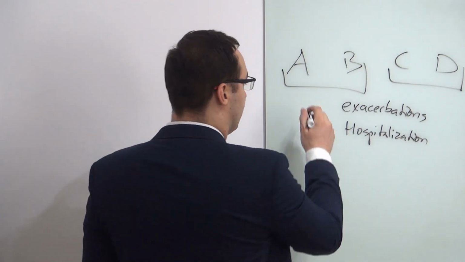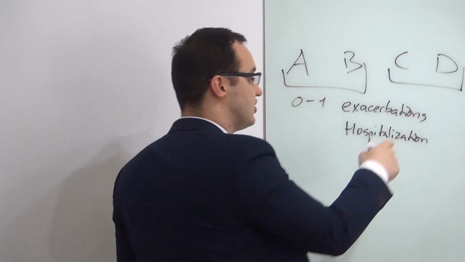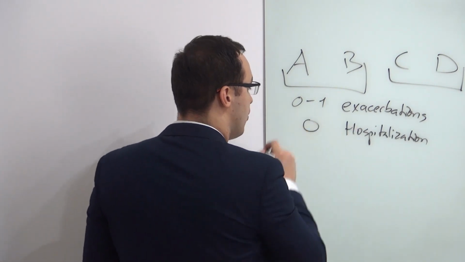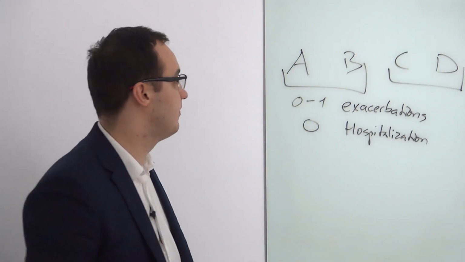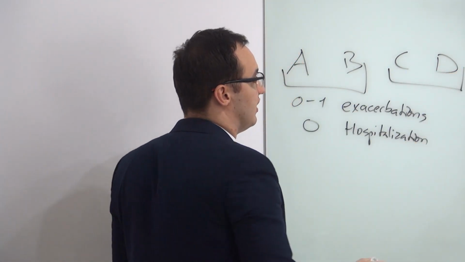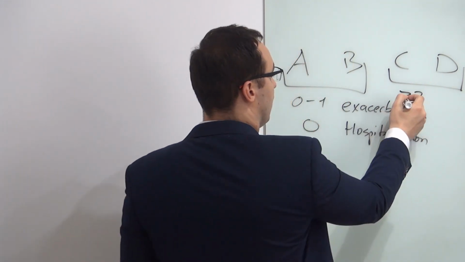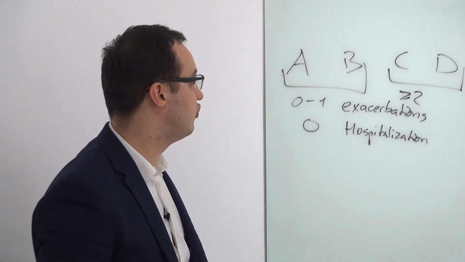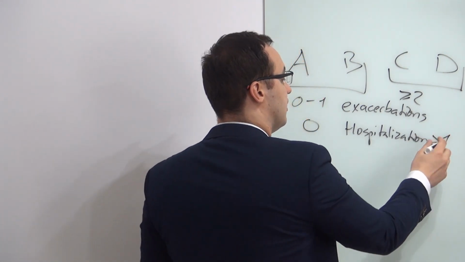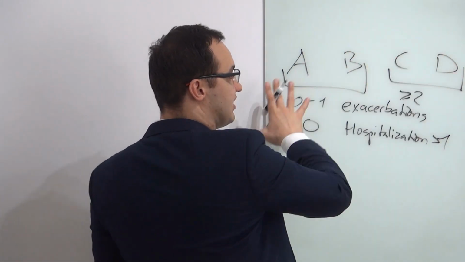But anyway, if we look at it this way, A and B are patients who had 0 or 1 exacerbations in their lifetime, or no hospitalization. He was not in the hospital. That is A and B. C and D are those that had 2 or more exacerbations, or more than 1 hospitalization. That's it. So now we have grouped the patients at least to this point.